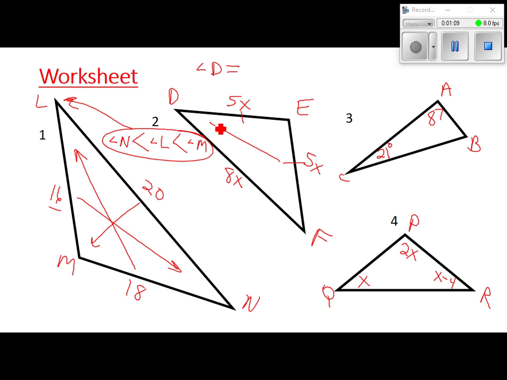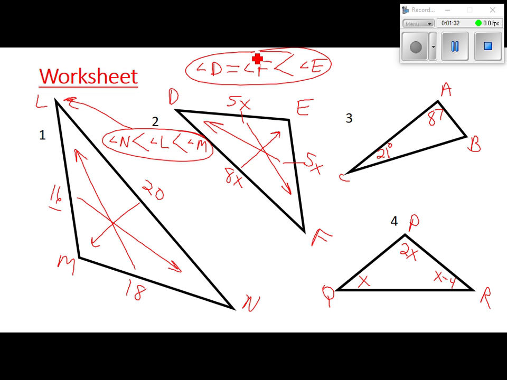This one's across from angle D. This one's across from angle F, not angle E. So angle D and angle F are congruent to each other, or equal to each other. And then the 8x, which is going to be the longest, is across from the biggest angle. So that tells us that angle E's got to be bigger than both of those. So that's your answer, number two.